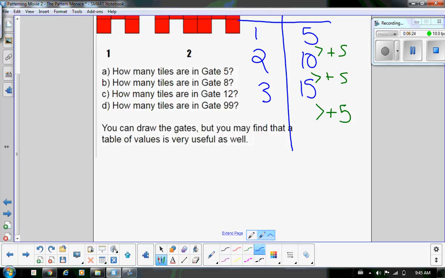So now, what is our next pattern value? How many blocks are in the 4th gate? We've got 1, 2, 3, 4. We know the pattern rule. The next gate is what? I'm going to ask Ethan. 20. Excellent. And now we keep going.